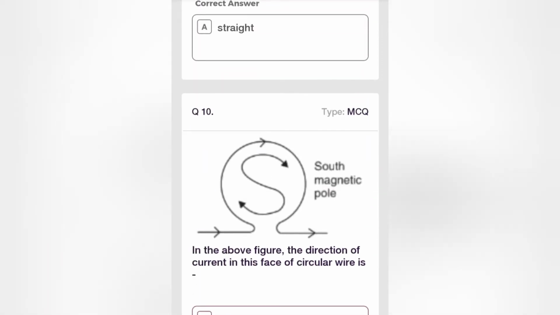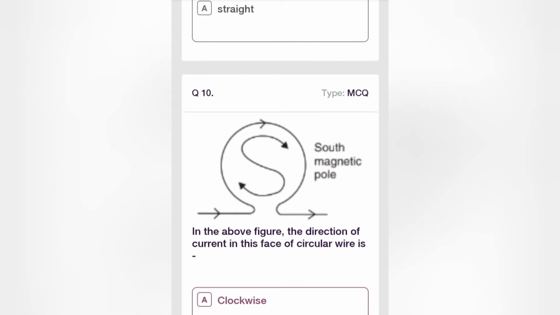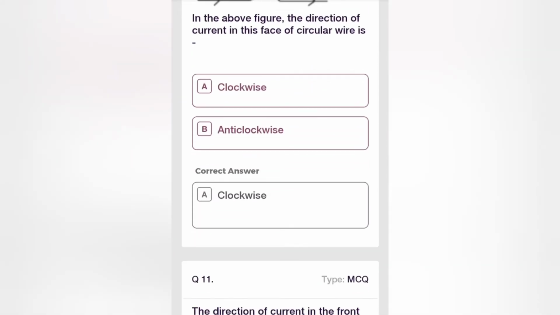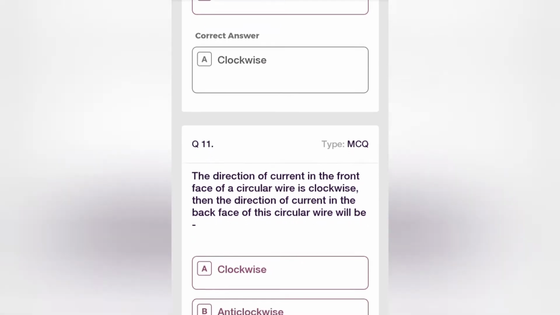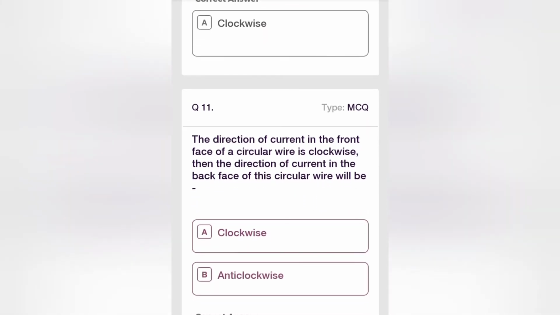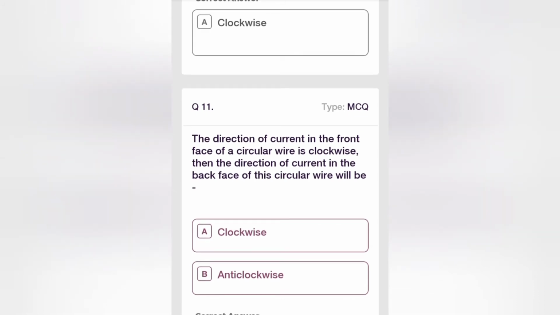In the above figure, the direction of the current in this face of circular wire is. The direction of the current. So here they have given the pole, it is south pole, and the direction is, see here, it's clockwise. So option A is the correct answer, clockwise. The direction of the current in front face of circular wire is clockwise. Then the direction of the current in the back face of this circular wire will be. See, in front face if it is clockwise, then back face it is going to be anti-clockwise. Option B is the correct answer.